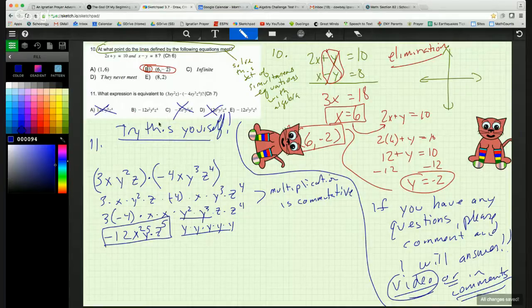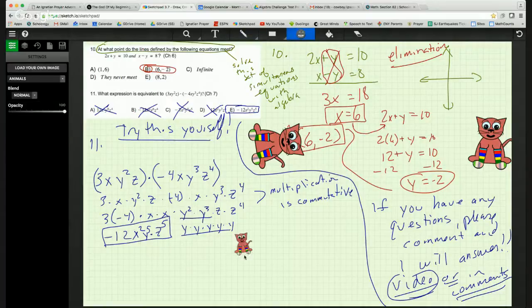So we got x squared. So it's not this one. It's this one. It's E. Good. Happy cat. Happy cat.